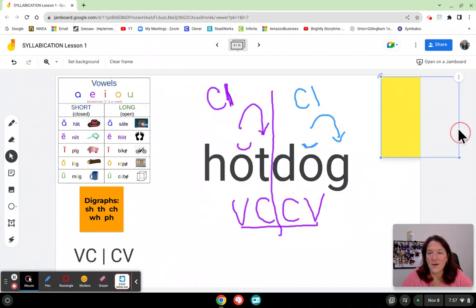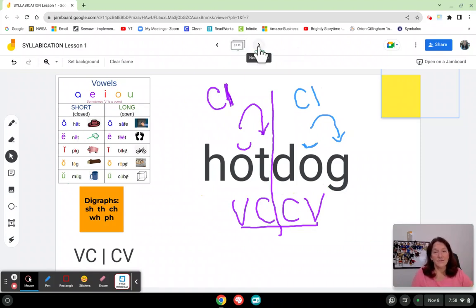Now I'm going to take away my little screen. And now I can read it. It says hot dog. And that's the first word that we've split into syllables. Hot dog. Good job. I'm going to move on to the next word.